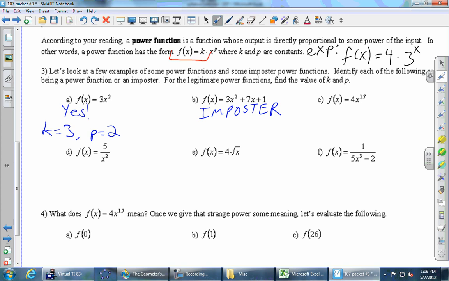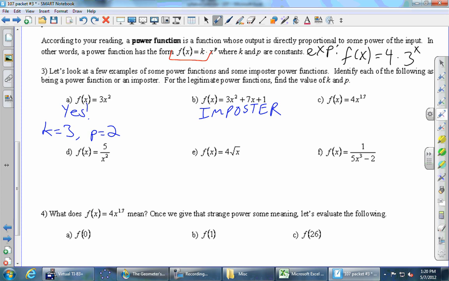For a power function, the variable is not upstairs. The variable is downstairs in the usual place. The power is the thing that changes. Okay, so big difference between 3x squared and 4 times 3 to the x. Again, you got to identify where that variable is to tell what you're looking at.